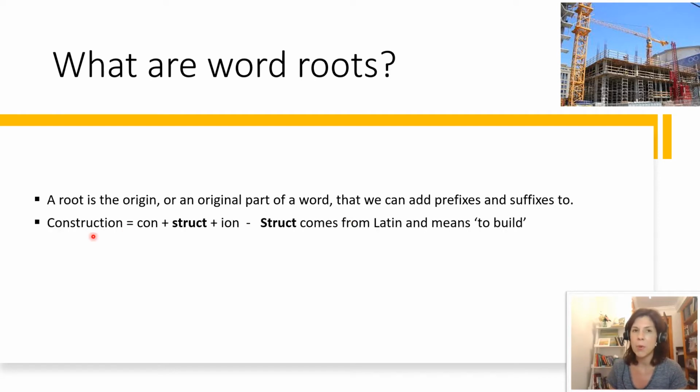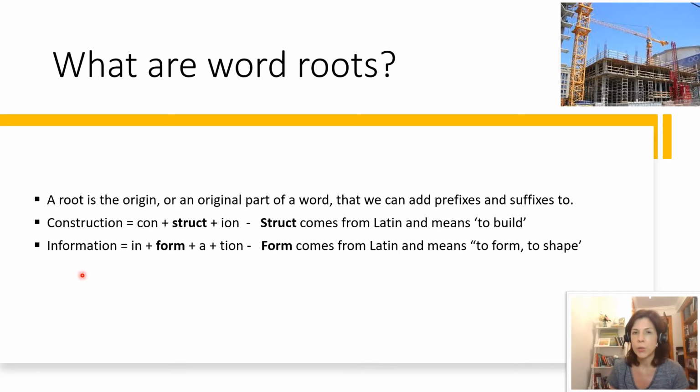Let's take an example. Construction. We have con, which is our prefix, meaning with or together, struct, meaning build, and our suffix shun. Okay, struct is a Latin root. As I just said, it means to build. So construction, if we put it together, means to build with.